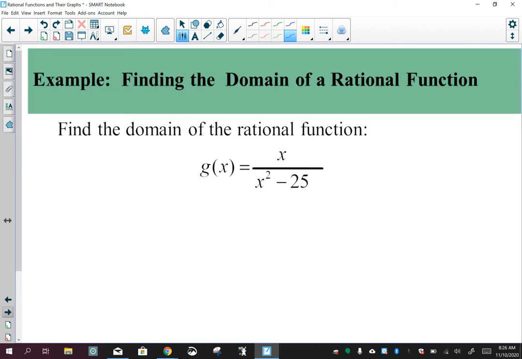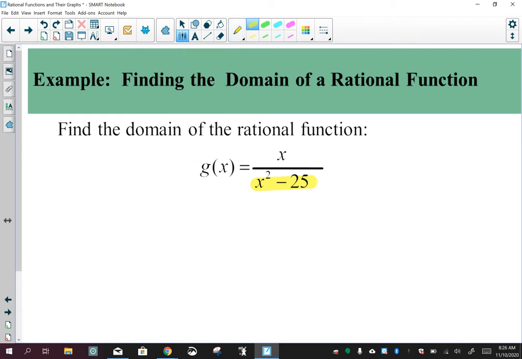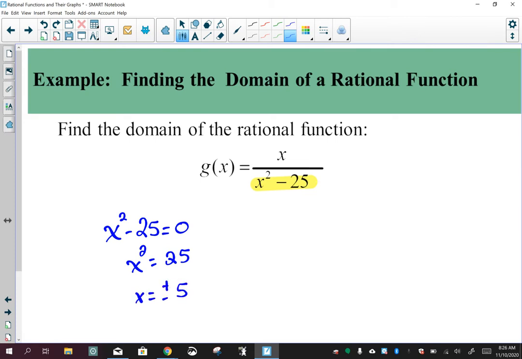Okay, so we want to find the domain of the rational function of this whole thing. Again, I don't care about the numerator because I'm only focusing on domain, and domain deals with the denominator. So I'm going to take my denominator, x squared minus 25, set that equal to 0, move my 25 over, and take the square root. And remember, when you take a square root, you get a positive and a negative 5.